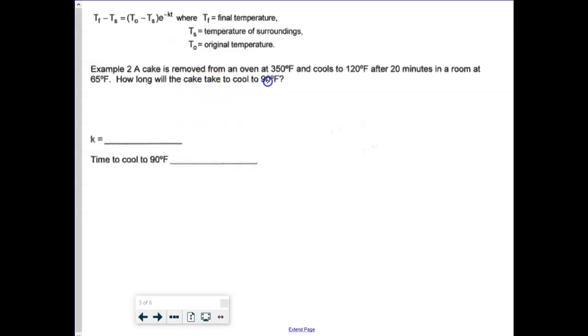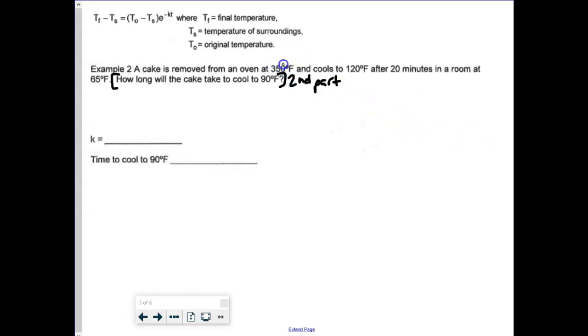All right, so a cake is removed from an oven of 350 degrees Fahrenheit and cools to 120 after 20 minutes, room temperature 65. Why do you keep your house so cold? Okay, how long will it take to cool to 90 degrees? So once again, this last question here is for the second part. Don't use this information yet. All right, here we go.